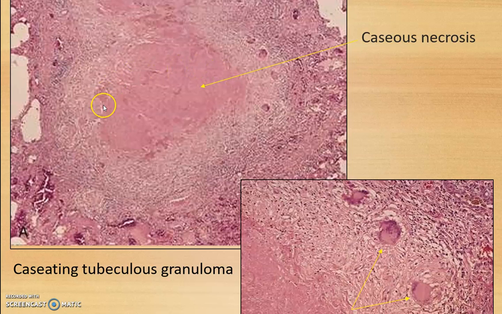Another histological feature of caseating tuberculous granuloma. This has a bit huge areas of caseous necrosis compared to the earlier one that I showed you. Okay, this is a huge area of caseous necrosis, and then this is the Langhans type of giant cells.